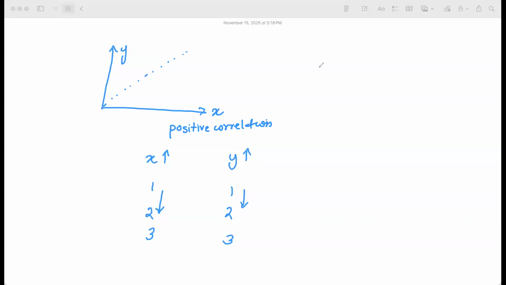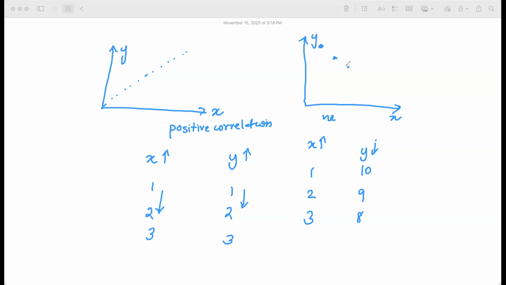Can I move on? Suppose we have a scenario where x keeps on increasing: 1, 2, 3. Whereas y, let's say a tub of water is leaking. What happens? The tub of water was 10, 9, 8. What type of correlation is this? Negative correlation. So how will the graph be? 1 comma 10, 2 comma 9. You see, this is negative correlation. Ashwat, are you with me? Yeah. Adyan, are you with me?